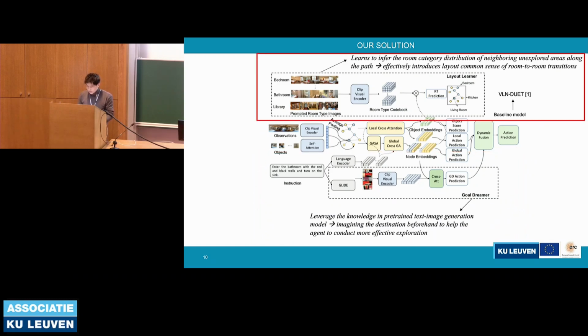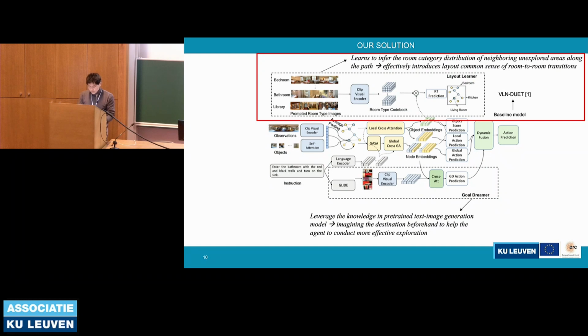The second branch is the layout learners. This module aims to learn to infer the room category distribution of labeling unexplored areas along the path. In this branch, we ask the agent to predict the room categories of all the nodes in the map. And then once the agent takes one step, it has to update its predictions of all nodes.